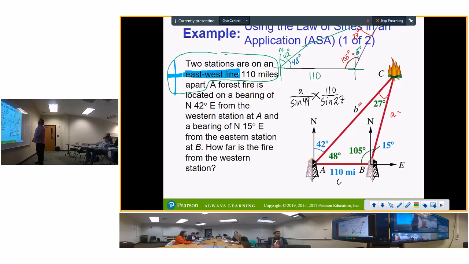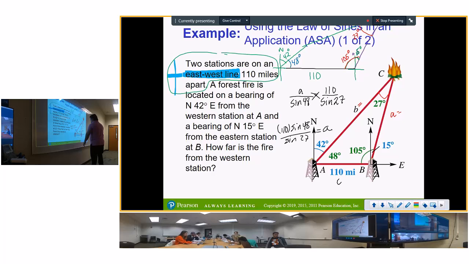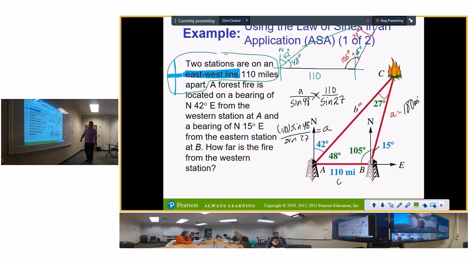So I'm going to get 110 times the sine of 48 divided by the sine of 27. That's using algebra. And somebody do that math. Tell me what you get for side A. 180 miles, Hubert. Thank you, sir. That was, golly, you actually articulated in volume. There was no mumbling there. You need to get with the program.